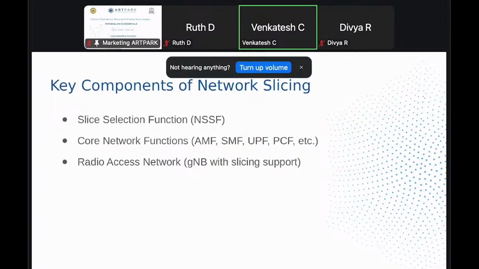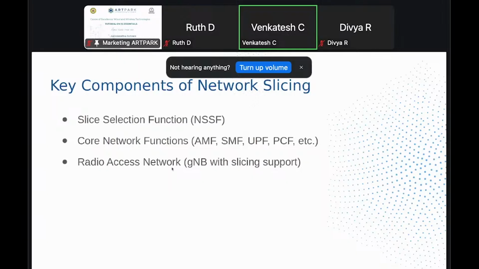To enable network slicing in 5G, there are three major components working together. First is the Network Slice Selection Function. This NSSF is responsible for selecting the appropriate network slice for a user. It interacts with the AMF to ensure that each device is assigned to the correct slice based on policies and subscription details. And next are the core network functions like AMF, SMF, and UPF, which are also involved during network slice selection.